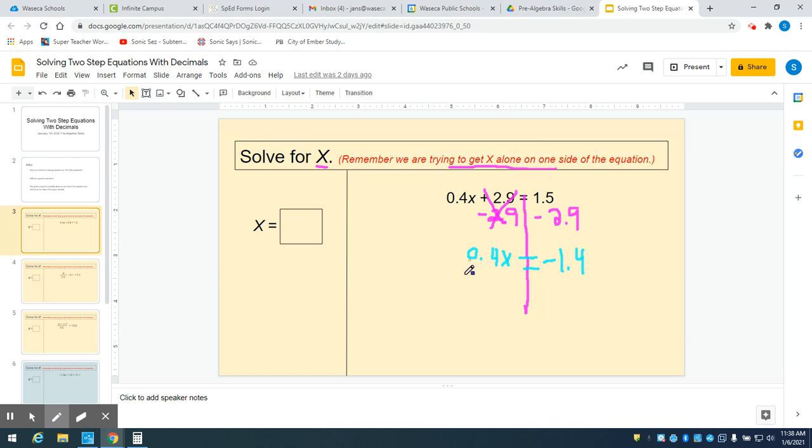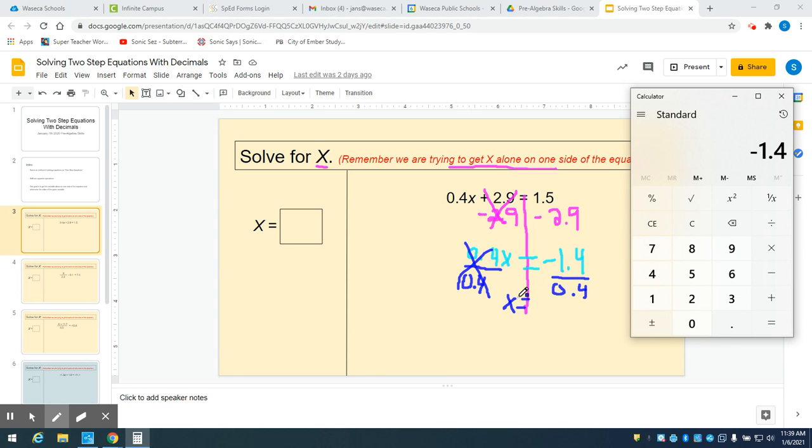And right now, this 0.4 times x, it's attached to it. So we need to get rid of this 0.4. Right now, it's multiplying, 0.4 multiplied by x. So how are we going to undo the multiplication of 0.4? Well, the opposite of multiplication is division. So we will divide both sides by 0.4 because that will cancel this out, left with just x. We have to divide this side by 0.4 because what we do to one side, we have to do to the other.